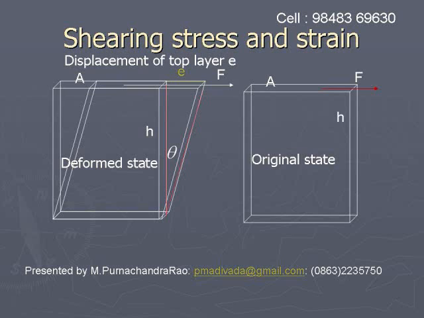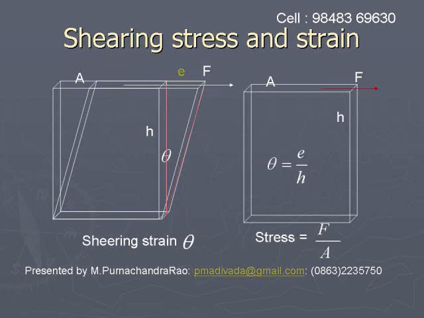So I have shown two positions. One is the original position, the other is the deformed state of this cuboid in the left side figure. Now the angular displacement of the lateral surface is, say, theta. The height of the cuboid is h, and the area of the top surface is capital A. The restoring force acts to the left, equal to the force F applied to the right. Hence, the stress is equal to F by A, tangential force by area.